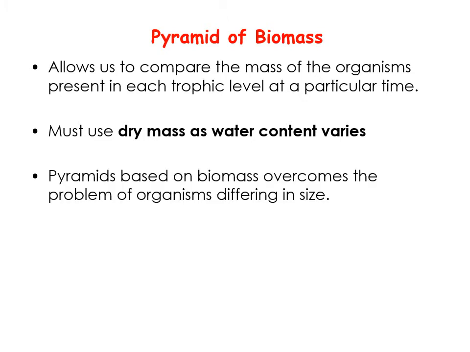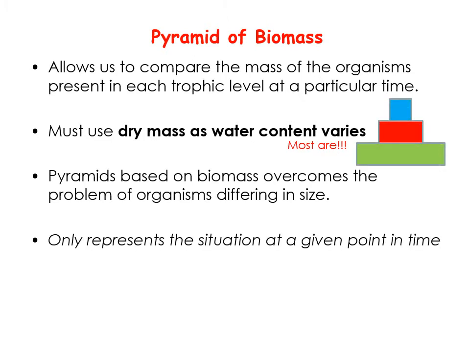So pyramids based on biomass overcome the problem of organisms differing in size. So most are that shape. There are a couple of examples, and our examiner is really keen on just showing you a pyramid of biomass that can invert, okay? And that's because a pyramid of biomass, when you create it, only represents the situation in that food chain at that given point in time.